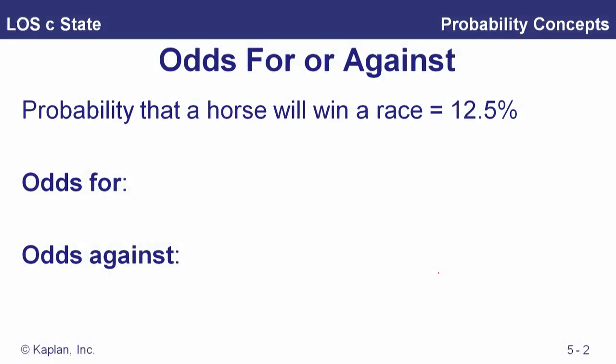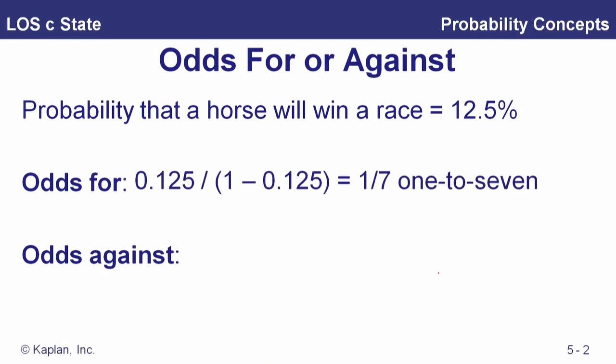And we've got our LOS on odds for or against. We used an example here of a horse race because that's where you run into odds. I don't see it so much in the financial markets. But when you calculate the odds for, okay, we've got a probability of 1 in 8 that a horse is going to win a race. So 0.125, 12.5%. So when we calculate the odds for, that is the odds of winning, it's 1 to 7.